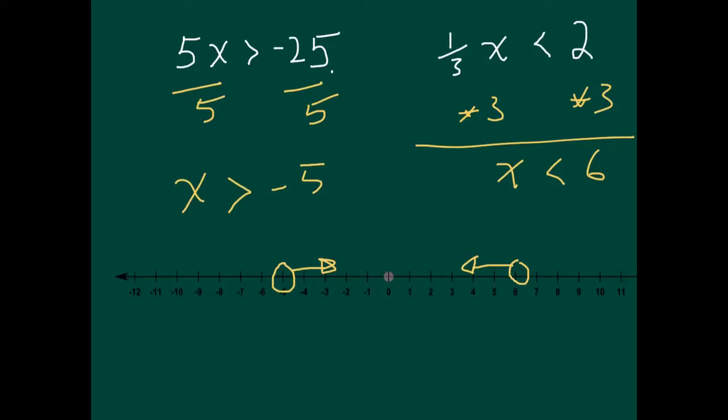You would want to plug in negative 5 here, and you should have it equal negative 5, even though technically that's not a solution, but that is the border. Similarly, if you plug 6 into the original, 1/3 of 6 is 2. 2 equals 2, so that does check, even though 6 is not actually a solution. It's just the equal point, it's the border.